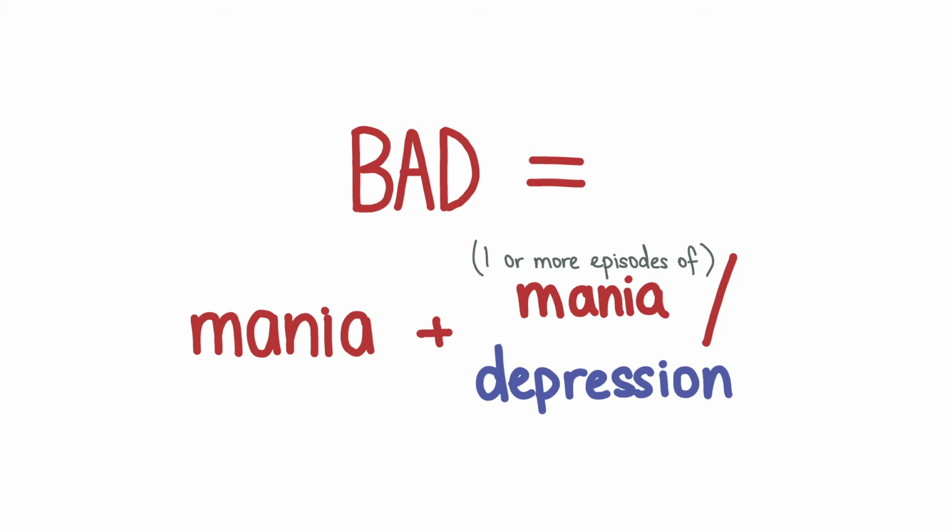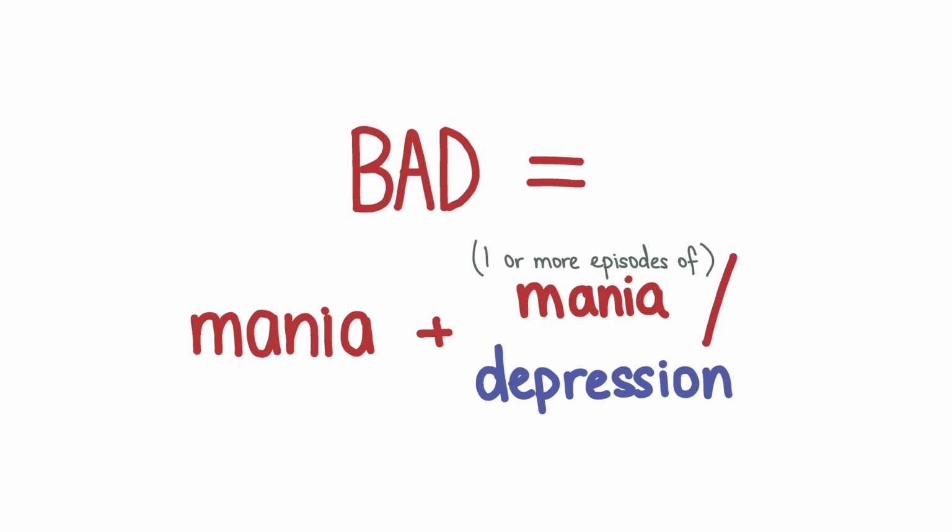Bipolar affective disorder is thought to be caused by both biological and environmental factors. One proposed hypothesis for the biological cause of bipolar disorder is the monoamine hypothesis, which is that episodes of elevated mood are caused by increased central monoamines like noradrenaline, dopamine, and serotonin.